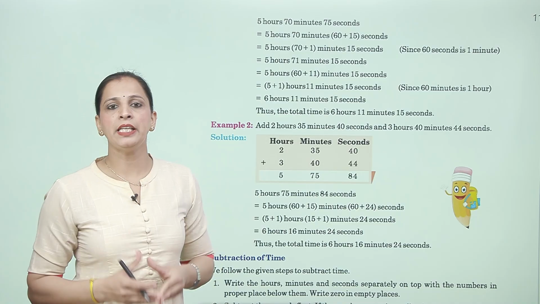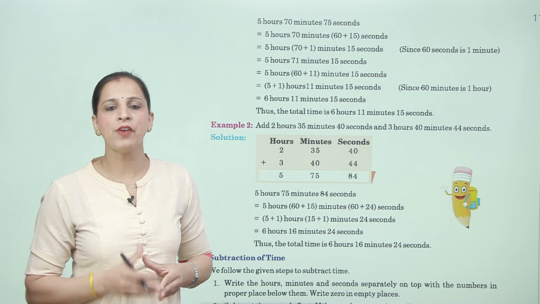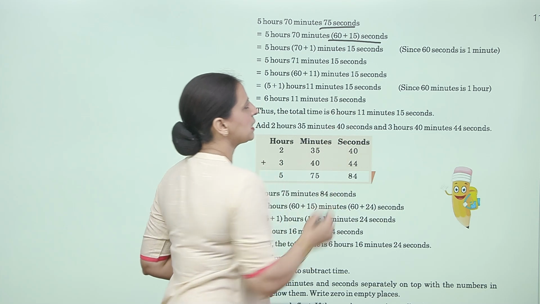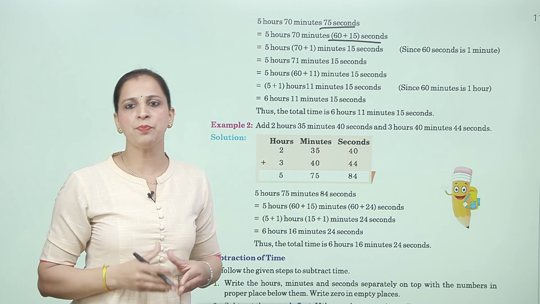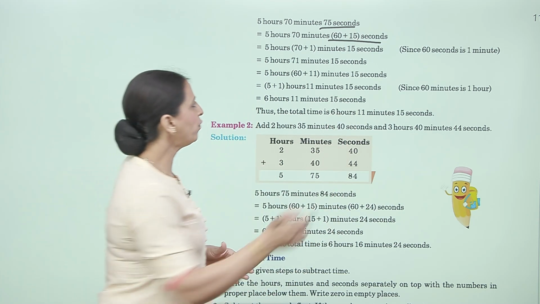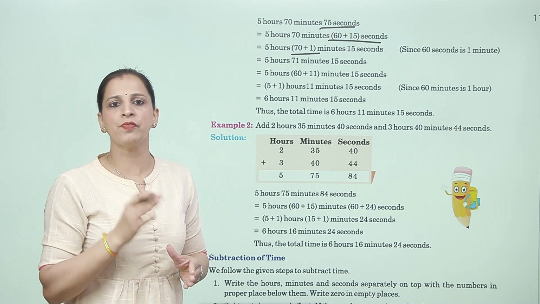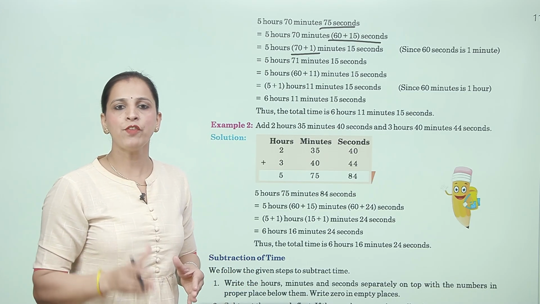5 hours 70 minutes 75 seconds. 5 hours 70 minutes. 75 seconds becomes 60 plus 15. 60 seconds makes 1 minute. So add 1 minute to the minutes and 15 seconds. So it becomes 5 hours 71 minutes 15 seconds.